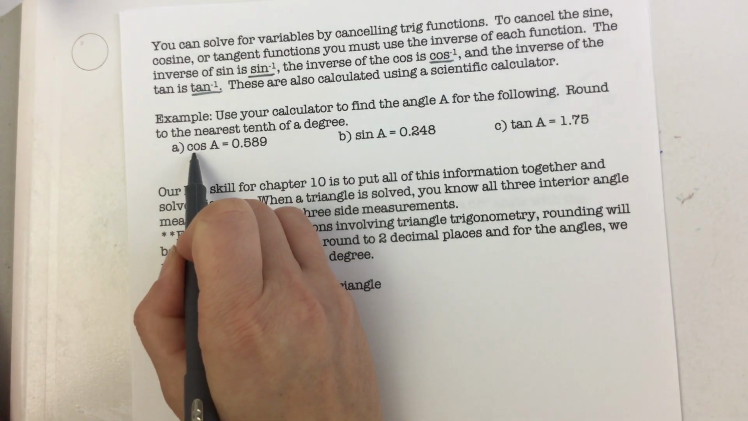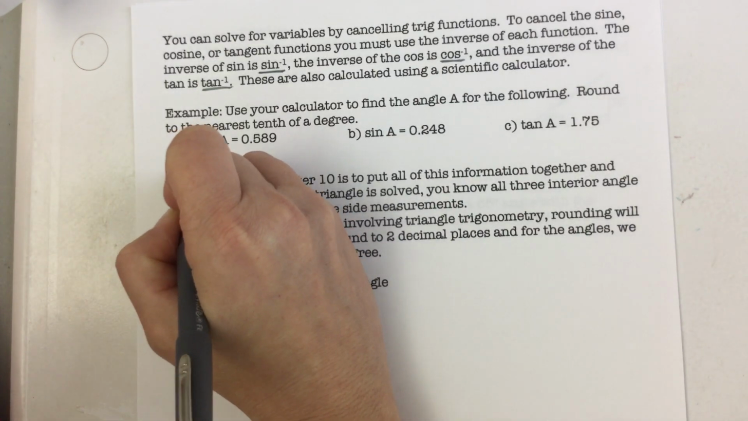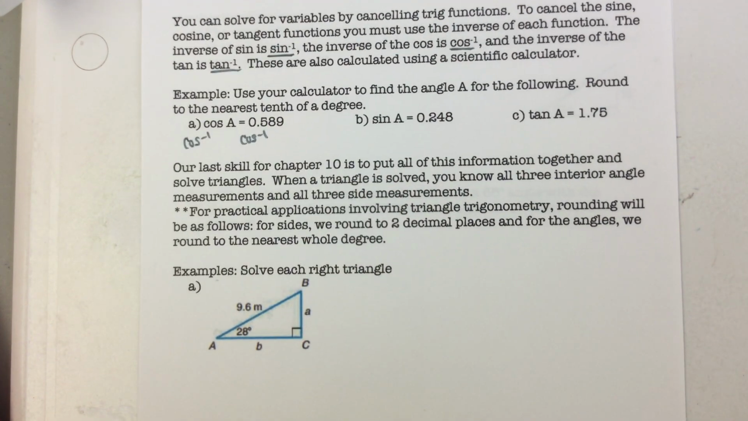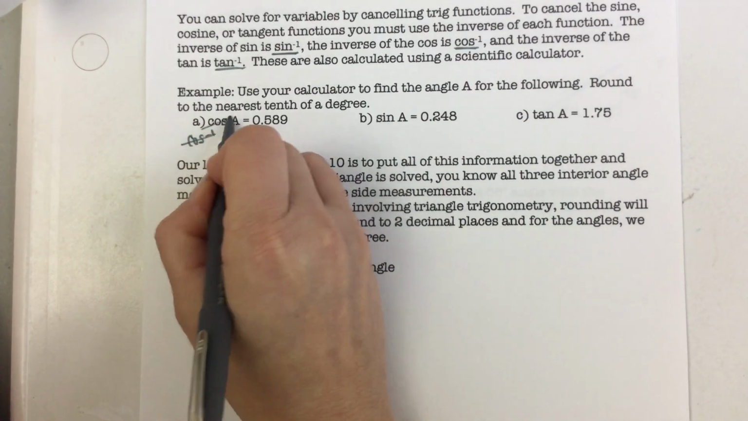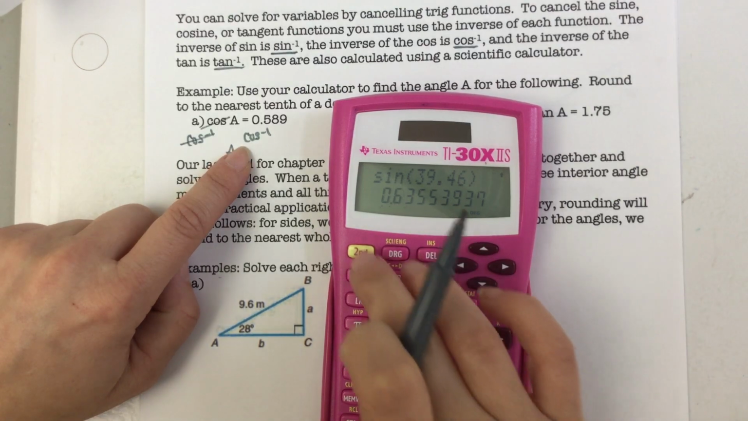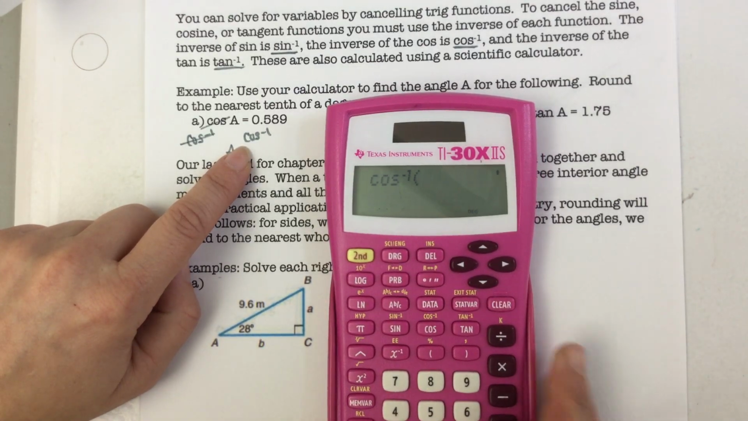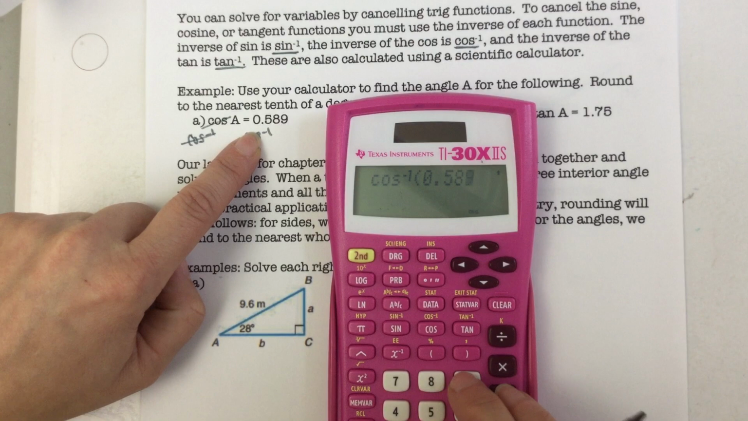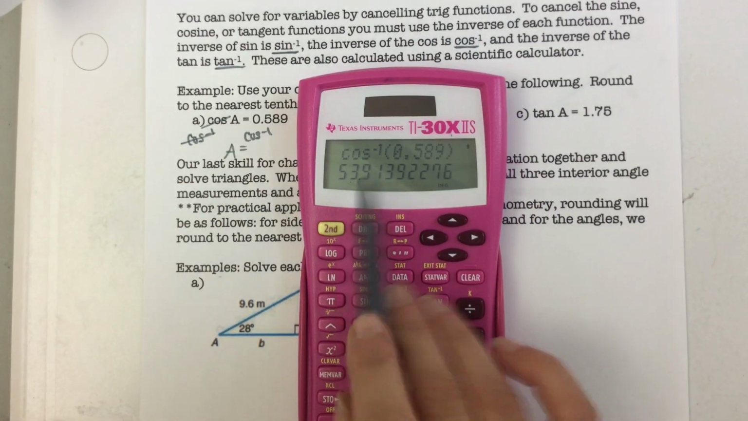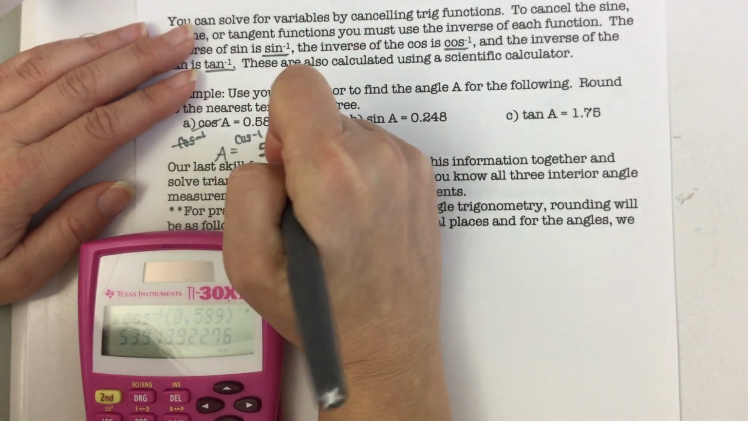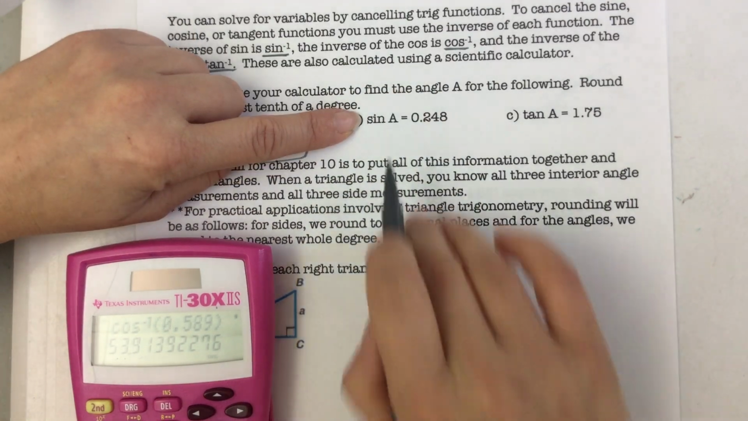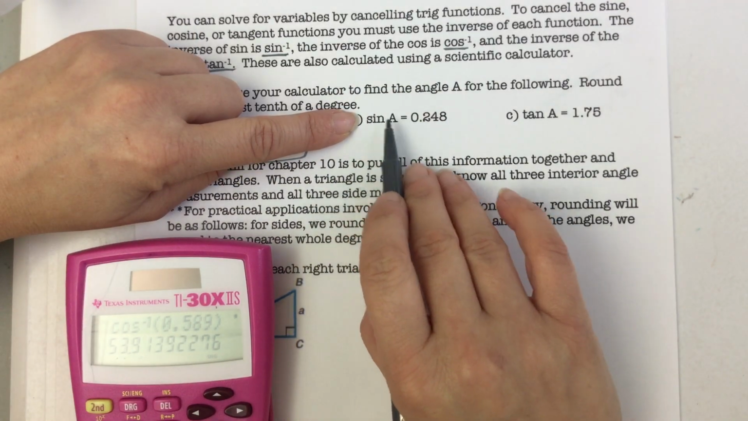So if I want to get rid of a cosine, I'm taking the inverse cosine. What you do to one side of an equation, you do to the other. An inverse cosine cancels a cosine, so A is alone. Now on this side, I want the inverse cosine, so second cosine, of 0.589. It says rounded to the nearest 1/10 of a degree. So 53.9, and they're telling us it's a degree. So 53.9 degrees.